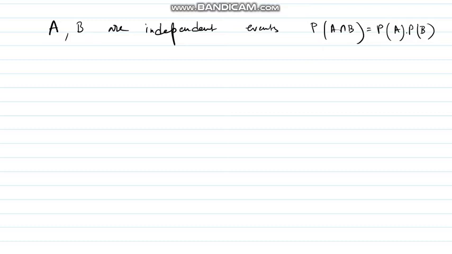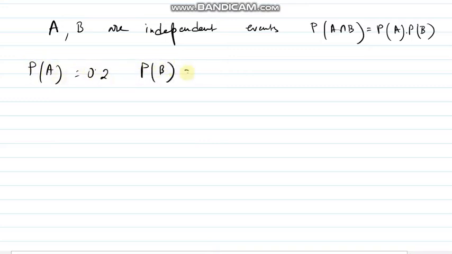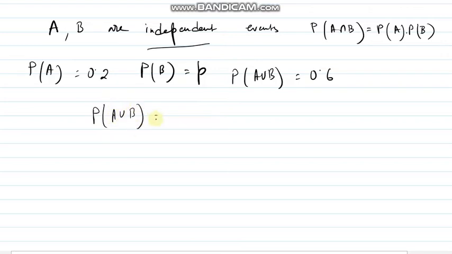First I am going to do this one: P(A) is given as 0.2, P(B) is not given, you need to find it, let's take it as small p, and P(A union B) is given as 0.6. It says that A and B are independent events. So what's the formula of P(A union B)? That is equal to P(A) plus P(B) minus P(A intersection B).